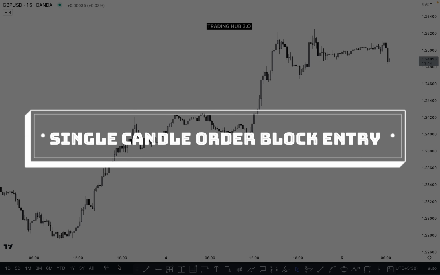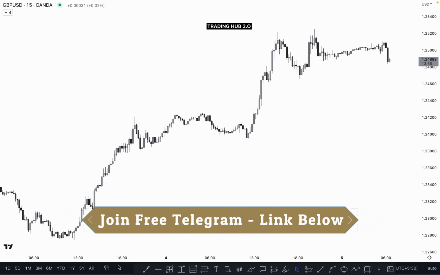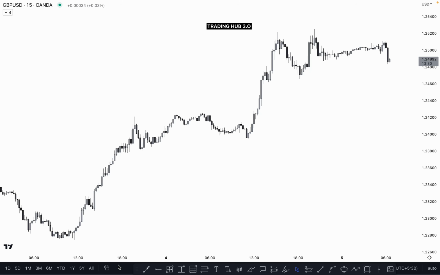In this video, we are going to talk about what a single candle order block is, how we can identify them, and what criteria you should follow before marking a single candle order block. So first of all, you have to understand what a single candle order block is. A single candle order block basically gets created in an impulsive and corrective wave.